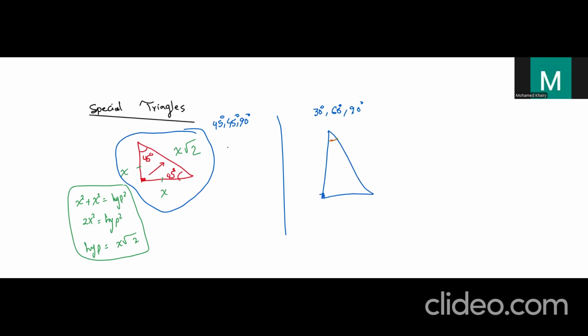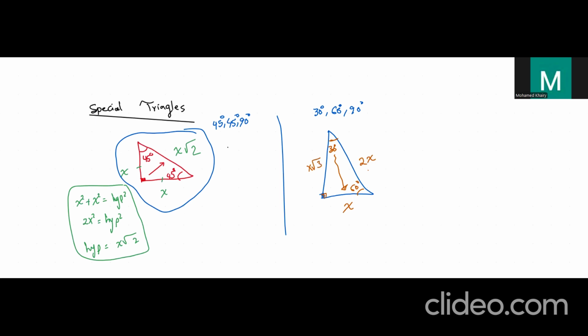Why? Because this is the smallest angle, which is supposed to face what? The shortest side. And here, this is 90. This is my hypotenuse. And this one is going to be for sure 60, because the sum of the angles in any triangle is what? 180. Excellent. So if this one is x, and the hypotenuse, which is the longest side, is 2x, then the one that faces 60 is what? x radical 3.